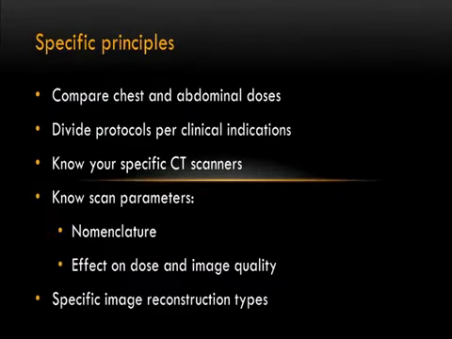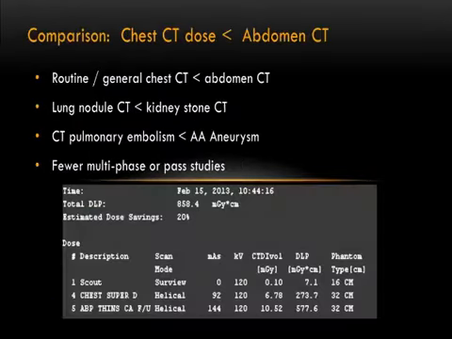So the specific principles of dose reduction in chest CT, or protocol optimization, basically start from comparing your chest CT doses with the same patient's abdomen CT, right? And then dividing the chest protocols by indications. That also means you have to know what type of scanners you have, in addition to what effect changing the parameters has on the image quality.